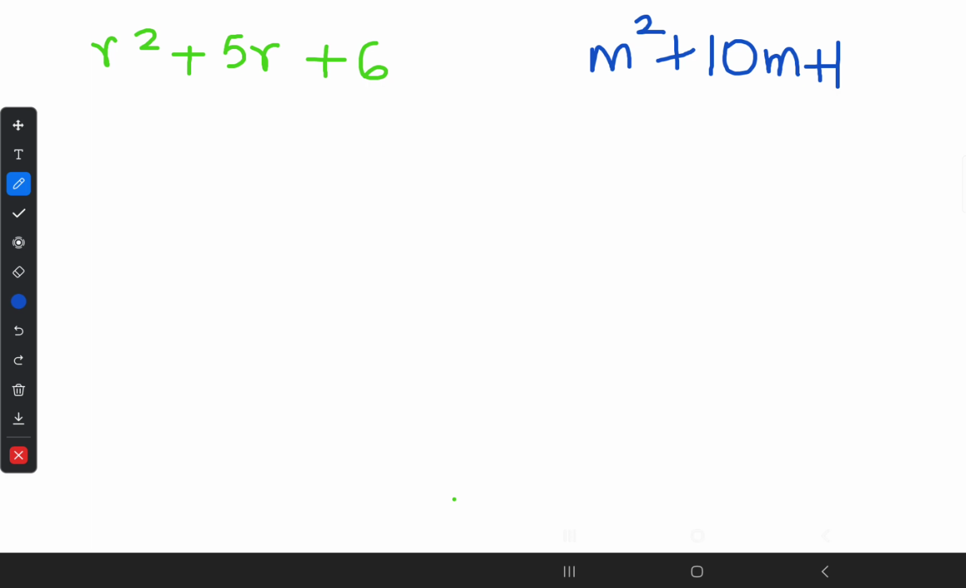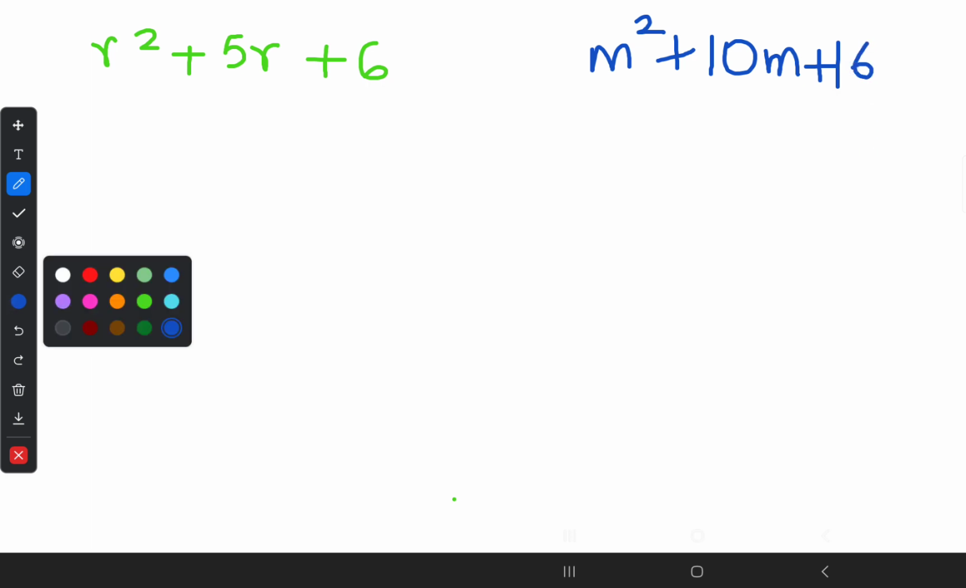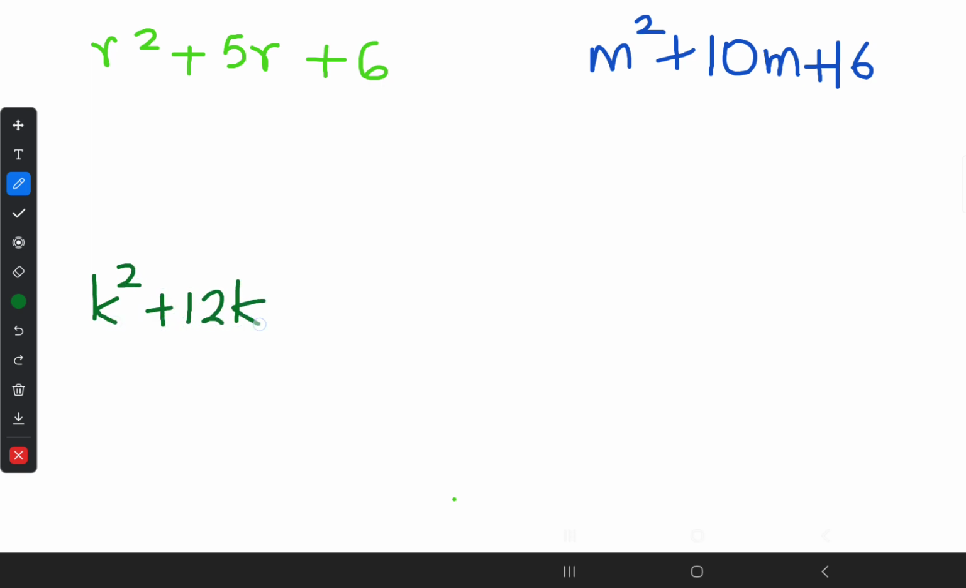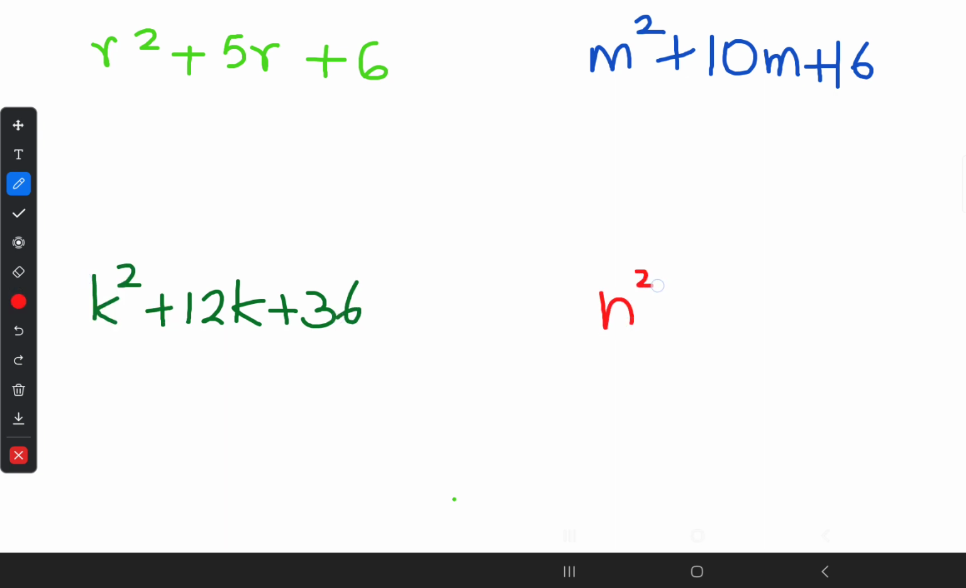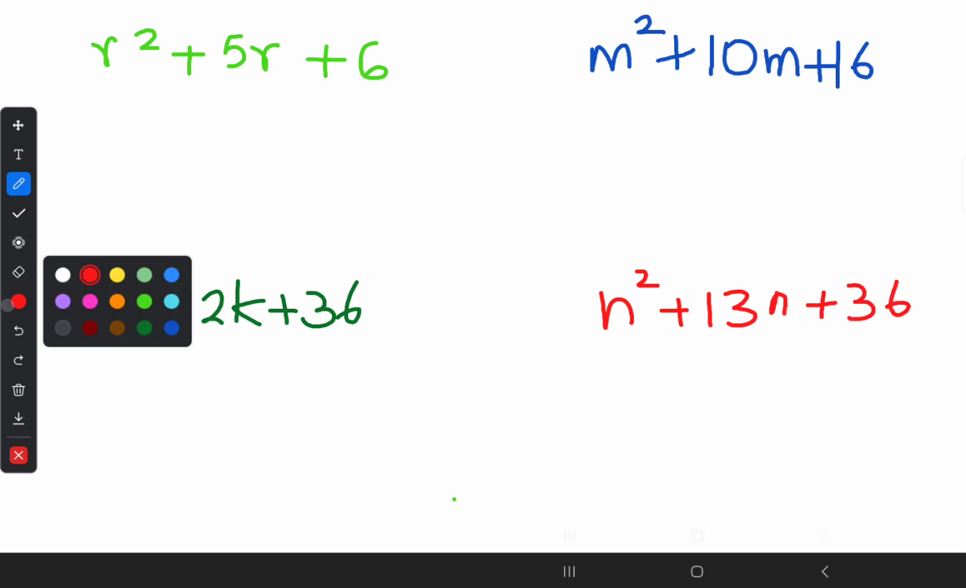The factorization of quadratic functions. Okay, quadratic functions. So the first question is r square plus 5r plus 6. Second question, m square plus 10m plus 16. And third one, k square plus 12k plus 36. And the fourth one, it's n square plus 13n plus 36. Let's look at the answers for each question.